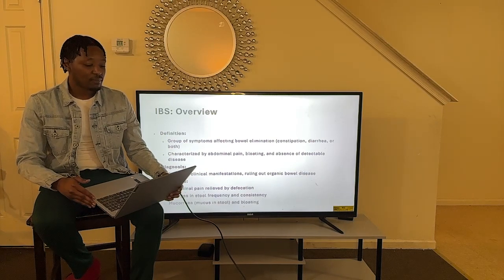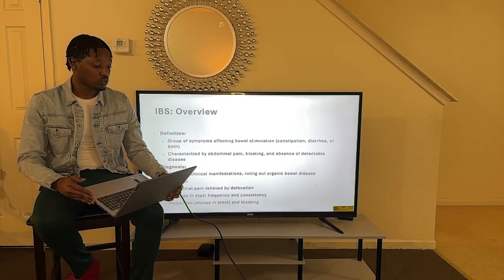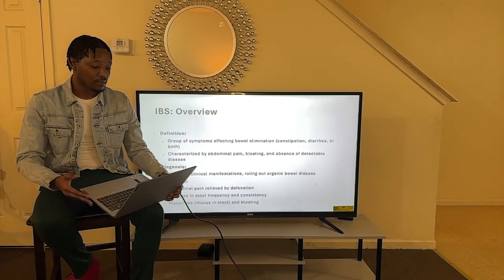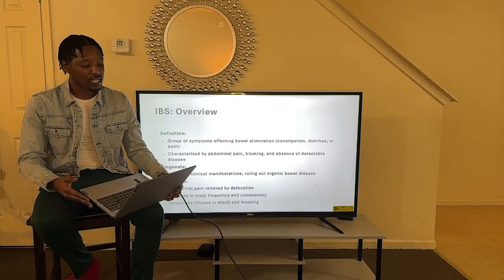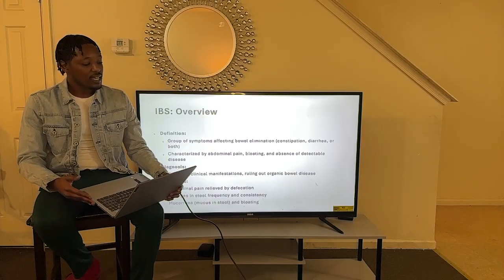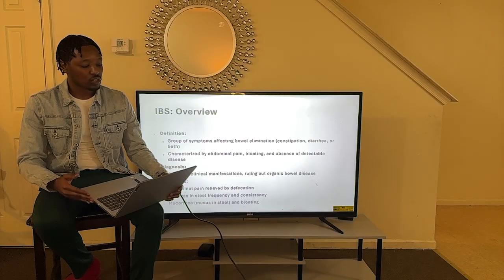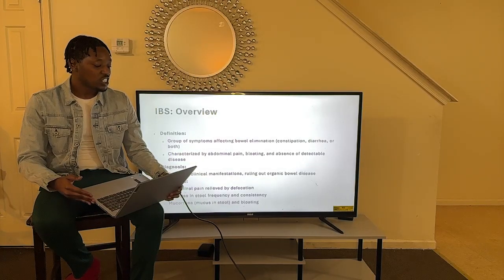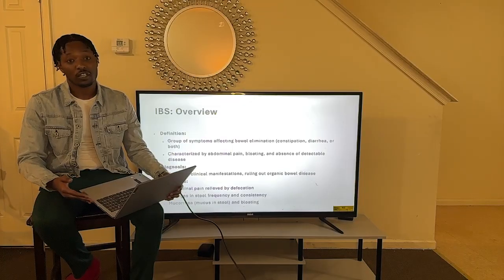Next, we have IBS, which is irritable bowel syndrome. So what is irritable bowel syndrome? This is pretty much your group that includes the constipation and your diarrhea, characterized by abdominal pain, bloating, or the absence of a detectable disease. The diagnosis for IBS is based on clinical manifestations and ruling out organic bowel disease. Some symptoms would include abdominal pain relieved by defecation, changes in stool frequency and consistency, and mucorrhea, which is mucus in the stool, or bloating.